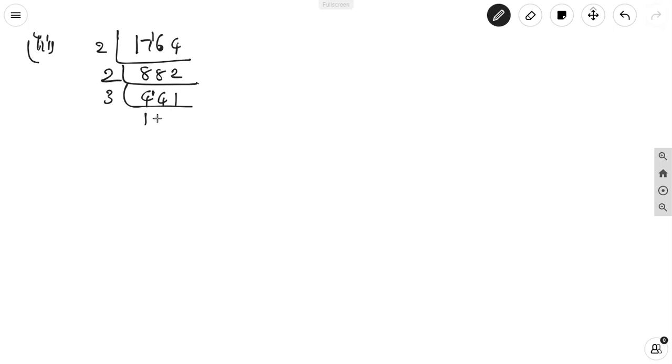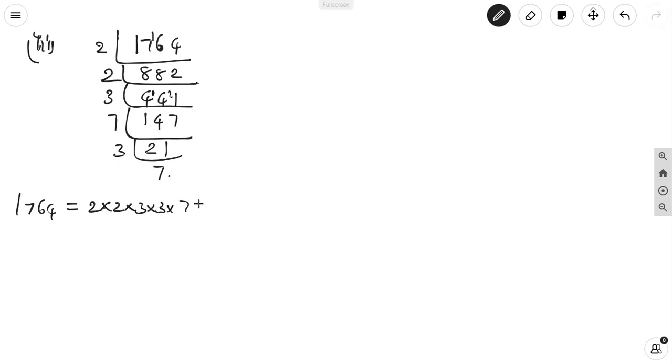3 fours are 12. 3 sevens are 21. Next, clearly in the ones place 7 is there, so that will come in the 7. 7 twos are 14. 7 ones are 7. Or we try with 3 also. 3 sevens are 21. Here 1764 means 2 twos, 2 threes, 2 sevens.